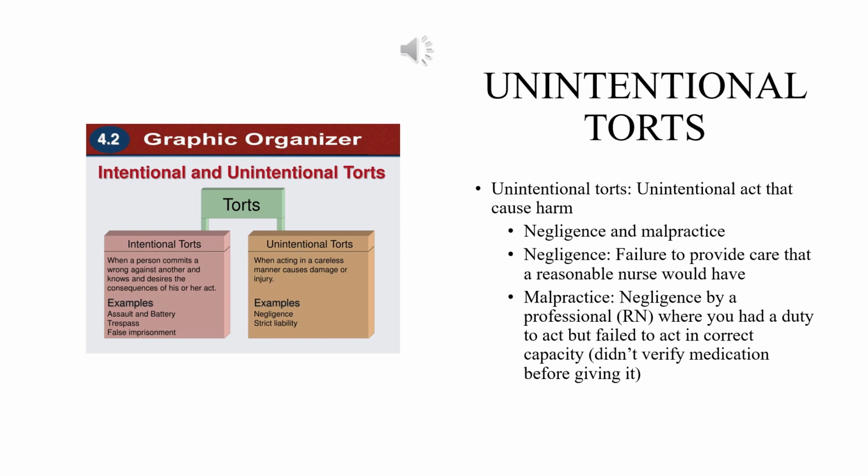So malpractice is usually defined by negligence by a professional nurse, where you had a duty to act but failed to act in the correct capacity, such as not verifying medication before you gave it, and you gave it and there was a negative outcome for the patient. So unintentional torts, unintentional. We didn't mean to do it, but for some reason it happened and there was wrongdoing or harm to the patient.